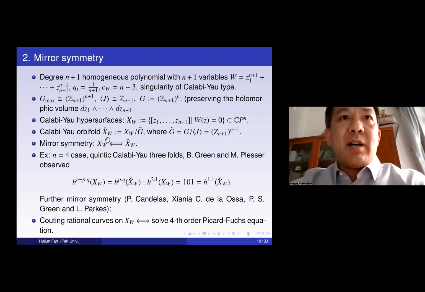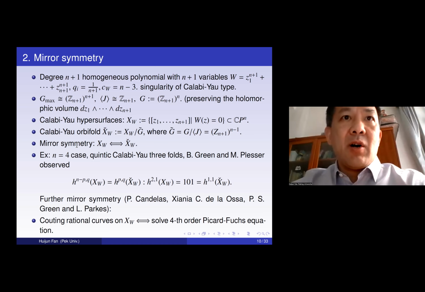And then we have the Calabi-Yau hypersurface XW, because we can take the zero locus of W. The zero locus of W defines a smooth hypersurface inside the projective space CPN, because W is non-degenerate, which means 0 is the only critical point of W. This is equivalent to saying the hypersurface is smooth.